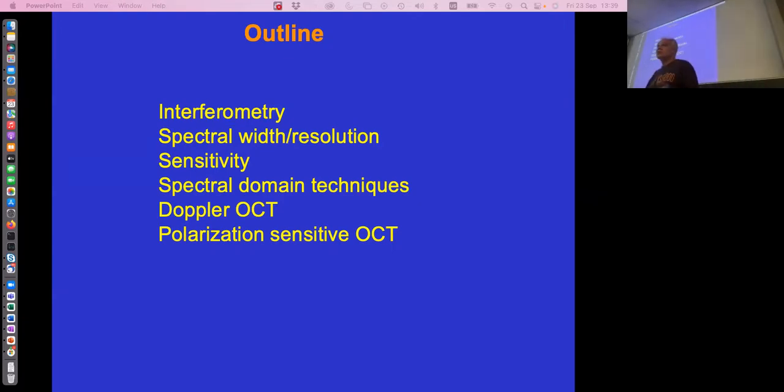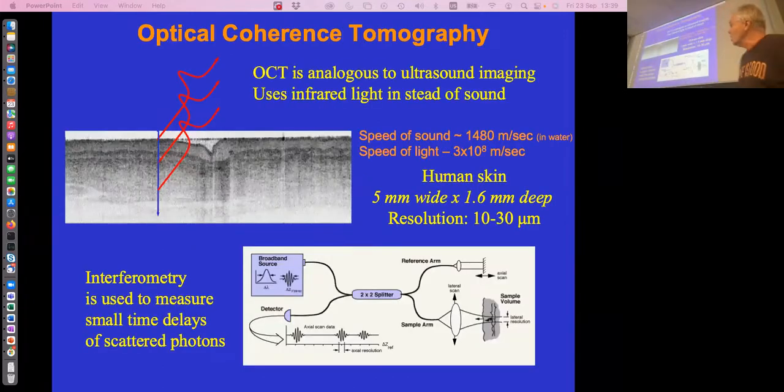The Doppler OCT is analogous to Doppler ultrasound, where you can measure blood flow, and polarization sensitive OCT doesn't really have an equivalent in ultrasound and actually in any technique, but it's a method by which you can measure tissue fiber structures, so muscle, collagen, and so on, nerves, also very nice linear structures, and polarization sensitive OCT is capable of measuring that. Okay, like I said, OCT is the optical equivalent of ultrasound.